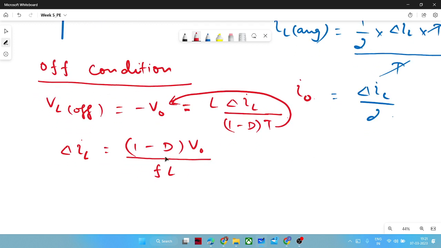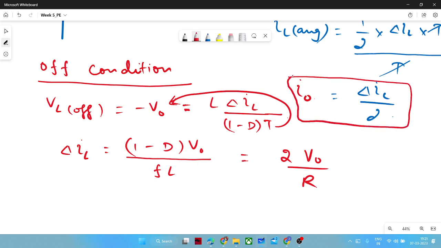Now we have del IL, we can equate it to 2 into V naught by R. Are you wondering where this comes from? Is it fine with you? 2 V naught by R, del IL, from this expression.